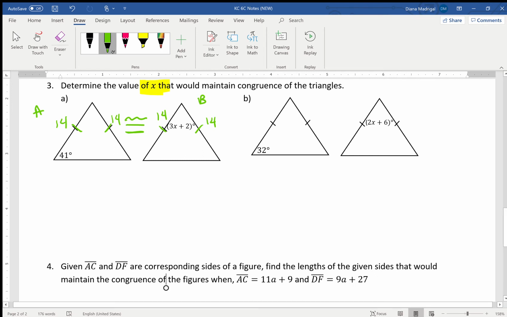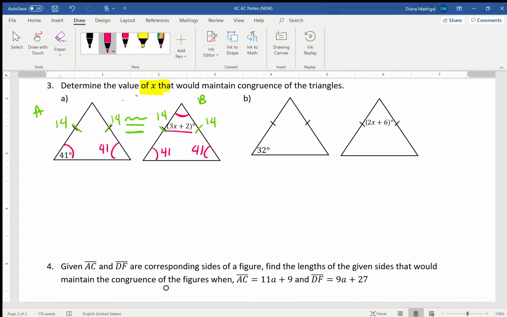Let me change the color here. Okay, so this angle and this angle have to both be 41. But remember, triangle A is the same thing as triangle B. So that means that the angle for triangle B right here on the bottom is going to be 41. The top angle they give you is 3x plus 2. Remember, we're trying to find a variable. How much is x?